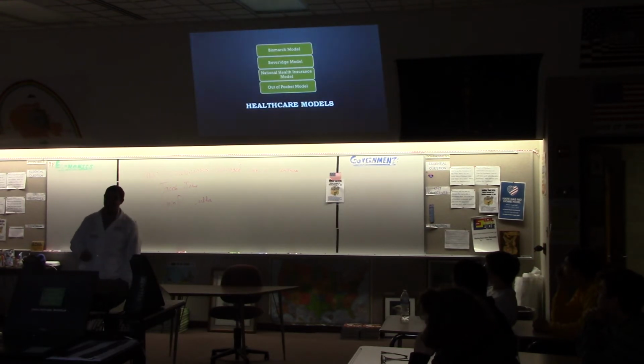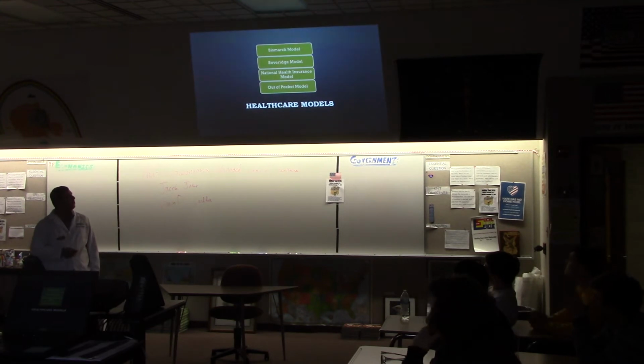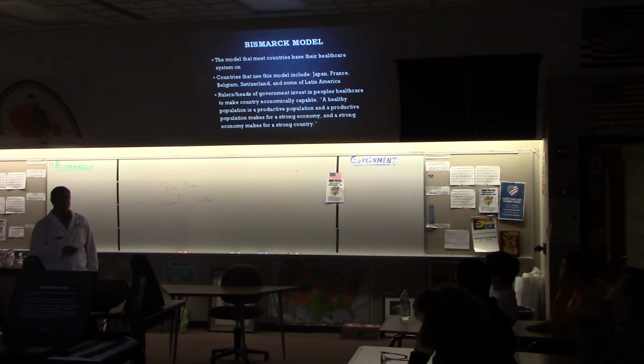So I'll talk about 4 models of healthcare: the Bismarck, Beveridge, National Health Insurance Model, and the out-of-pocket model. So the Bismarck model. It's the model that most countries base their healthcare system on. Countries that use this include Japan, France, Belgium, Switzerland, and some of Latin America. Rulers or heads of government invest in people's healthcare to make a country economically capable. And there's a quote that they commonly say for the Bismarck model: a healthy population is a productive population, and a productive population makes for a strong economy, and a strong economy makes for a strong country.